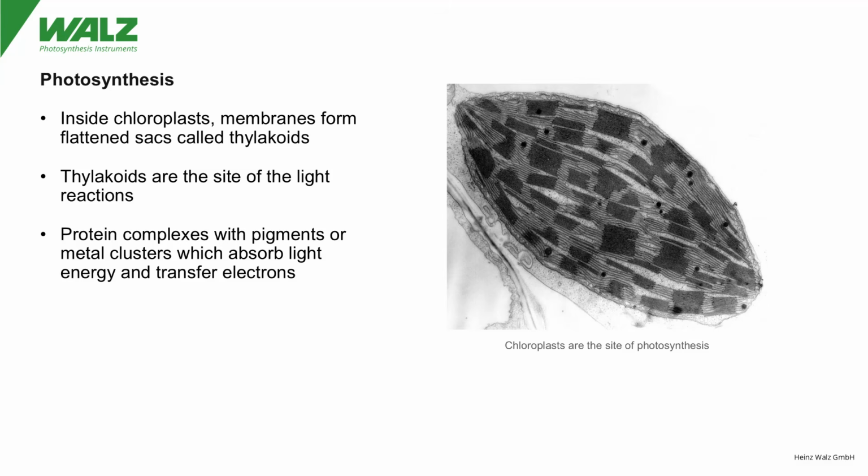Inside, there are membranes that form a network of flattened sacs. These are called thylakoids and are the site of the light reaction. They contain special protein complexes that contain pigments or clusters of iron, copper, or manganese to enable them to absorb light energy or transfer electrons along a chain of different redox reactions.